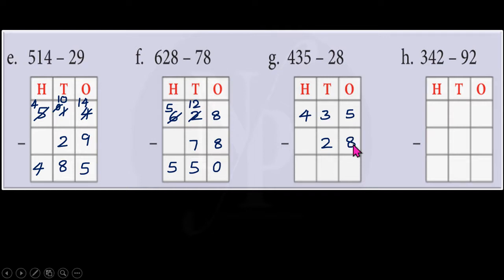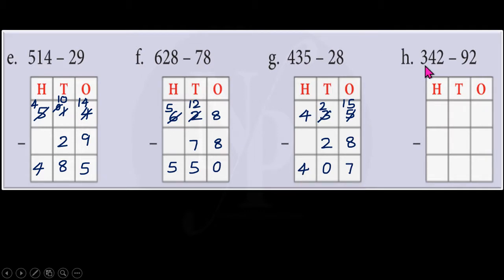Starting from ones column here, subtracting 8 ones from 5 ones is not possible. So we regroup the digits. We make this 3 tens as 2 tens, and 1 ten is borrowed to the ones column. Together with these 5 ones, it becomes 15 ones here. Subtracting 8 ones from 15 ones, we get 7 ones. Here in tens column, we have 2 tens to be subtracted from 2 tens. On doing so, we get 0 as difference here, and 4 hundreds are left over here. We write down 4 in the hundreds column. Therefore, on subtracting 28 from 435, we get 407 as the difference.